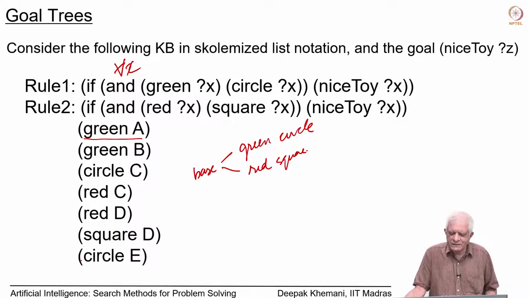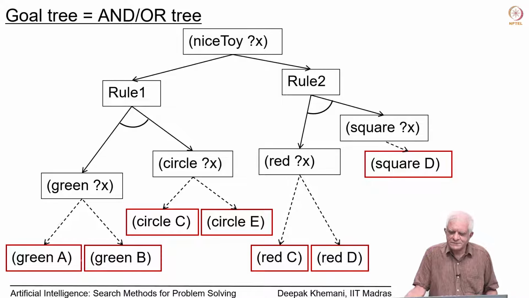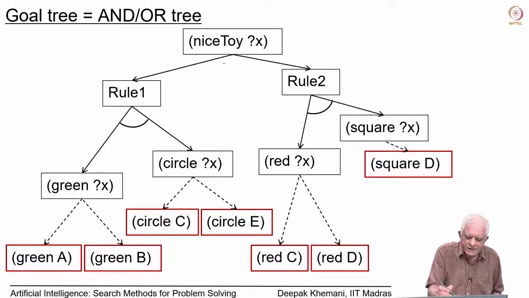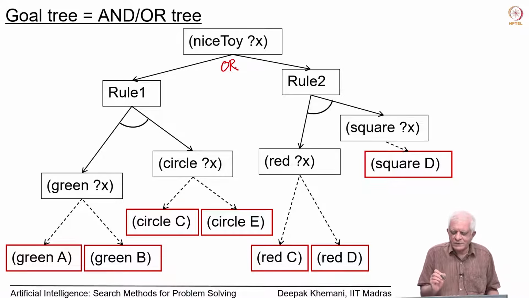How does that look when we look at it from the backward chaining perspective? It looks like a goal tree or AND OR tree that we have studied so far essentially. An AND OR tree has two kinds of nodes, one is an OR node and the other one is an AND node. As you can see here, there is an OR choice here. Either you can apply rule 1 or you can apply rule 2 essentially.